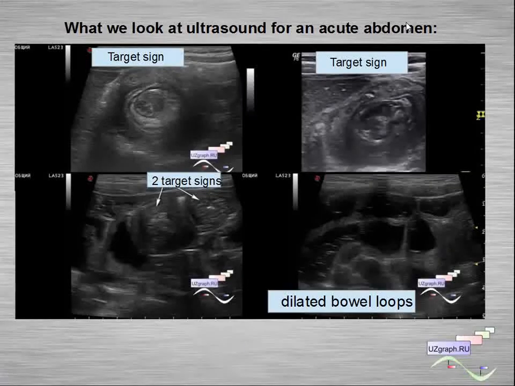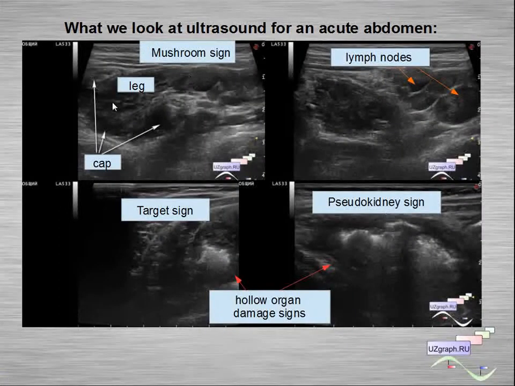What do we look at on ultrasound for an acute abdomen: examples of imaging. This is intestinal intussusception, target sign, another target sign, intestinal intussusception. Two more target signs, intestinal intussusception, dilated bowel loops, obstruction, mushroom sign, enterocolitis, enlarged lymph nodes, target sign, another hollow organ damage sign called the pseudokidney sign.